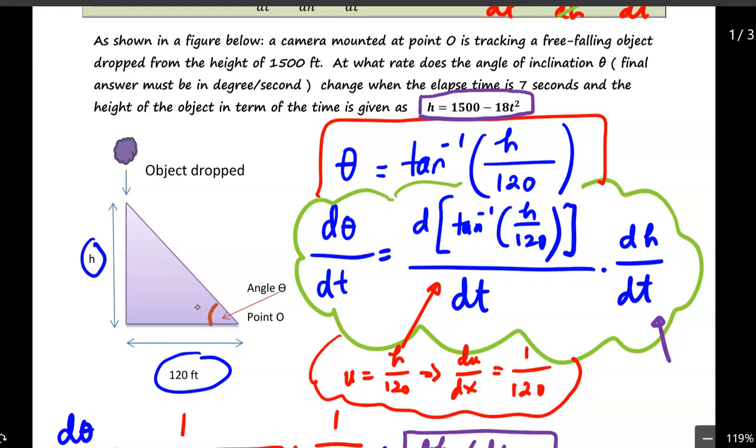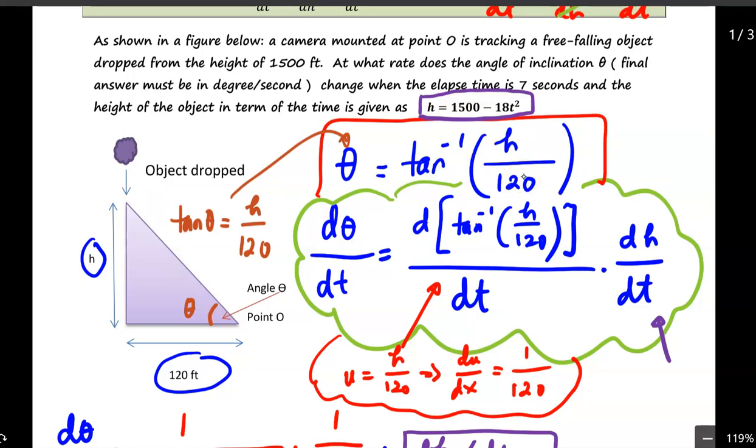So here's my angle theta, right? So tangent of theta will be equal to h divided by 120. So in order for me to find theta, I have to use the formula tangent to the exponent -1, this operation right here, of h divided by 120.